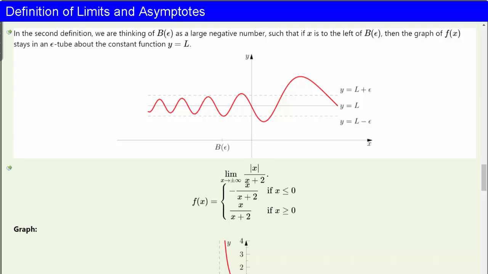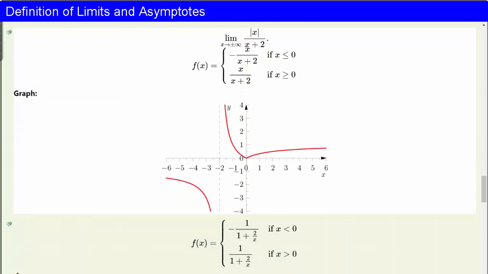You have already seen limits at infinity in another context. The number L is a horizontal asymptote for the function f(x) if and only if one of the limits at plus infinity or minus infinity is L. As an example, let's look at the limit as x tends to plus infinity and the limit as x tends to minus infinity of the ratio absolute value of x over x plus 2.